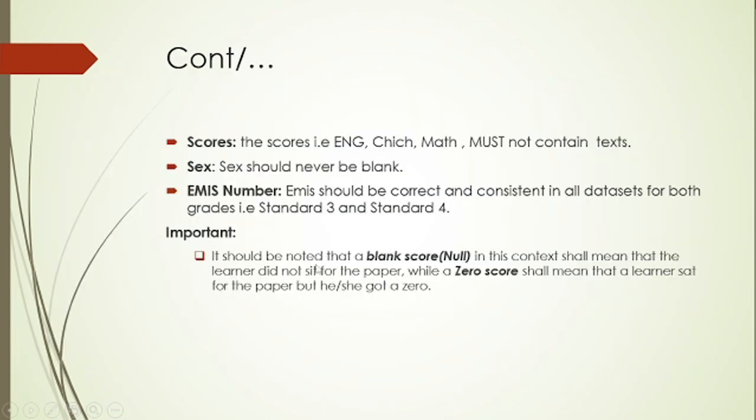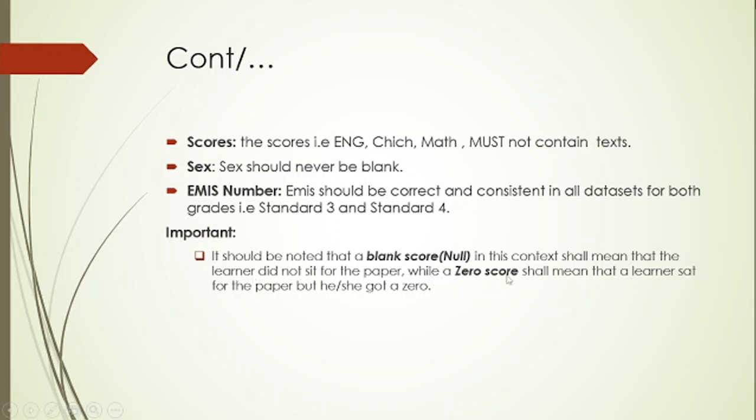It should be noted that a blank or null score in this context shall mean that the learner did not sit for the paper, while a 0 score shall mean that the learner sat for the paper but got a 0. We wanted to differentiate between the learner who sat for the paper and the learner who did not. So where the learner did not sit for the paper, there should be a blank or null score.